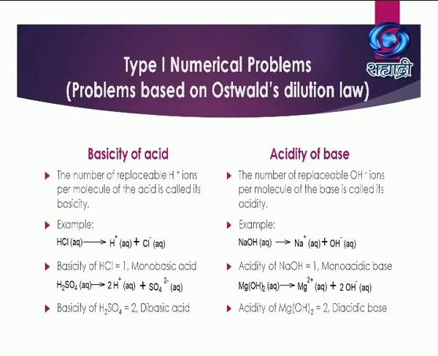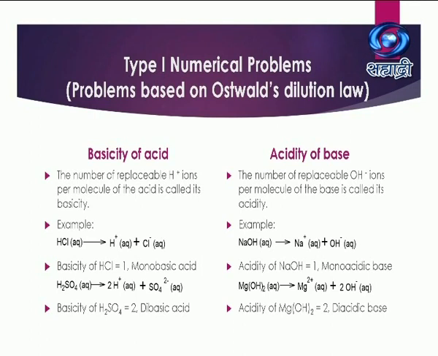So during the neutralization reaction of an acid, per molecule of acid, how many such H+ ions you can replace to form the corresponding salt gives you the basicity of the acid. And so the number of replaceable H+ ions per molecule of acid is called its basicity. Similarly, what is the acidity of a base? The number of replaceable OH- ions per molecule of base is called its acidity.